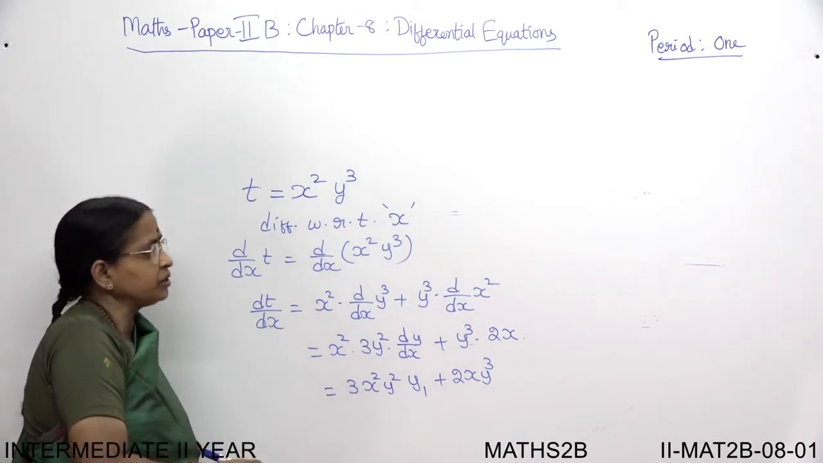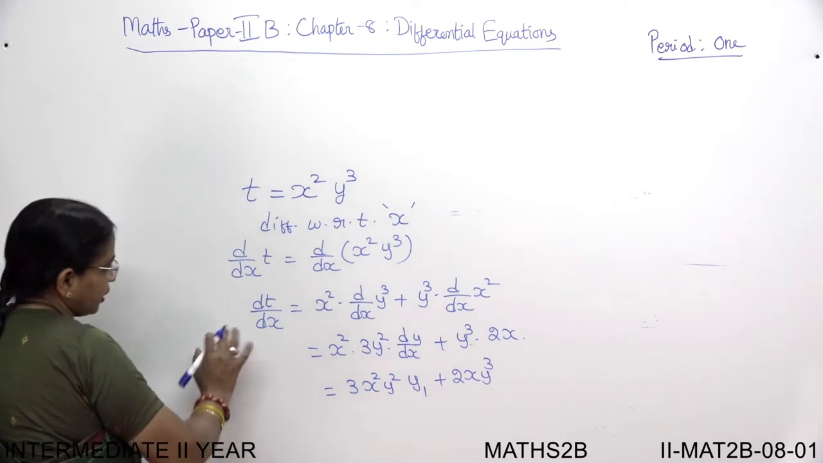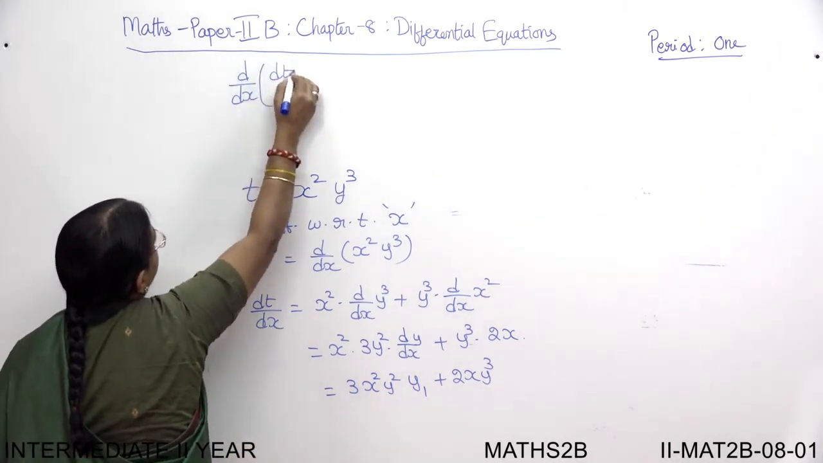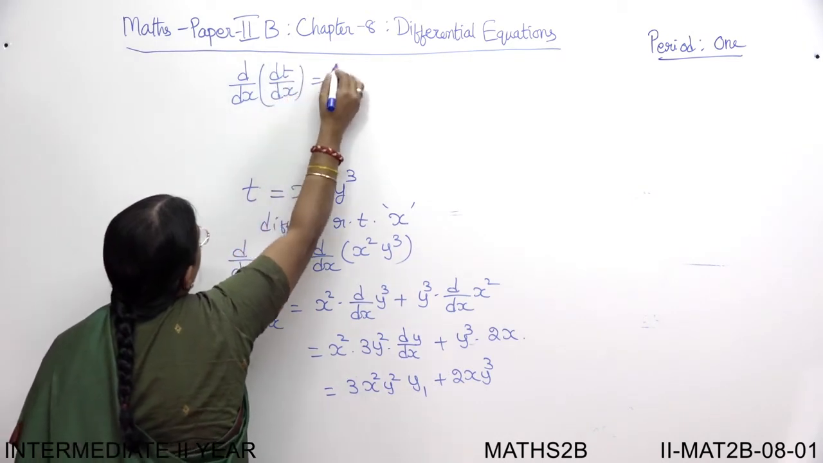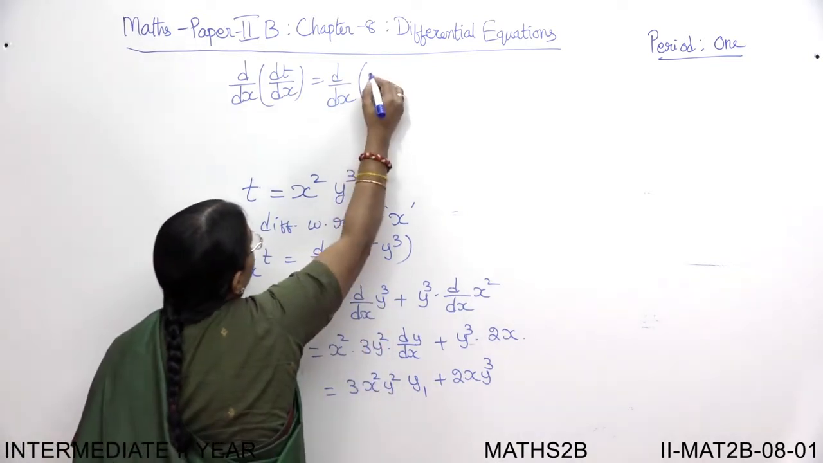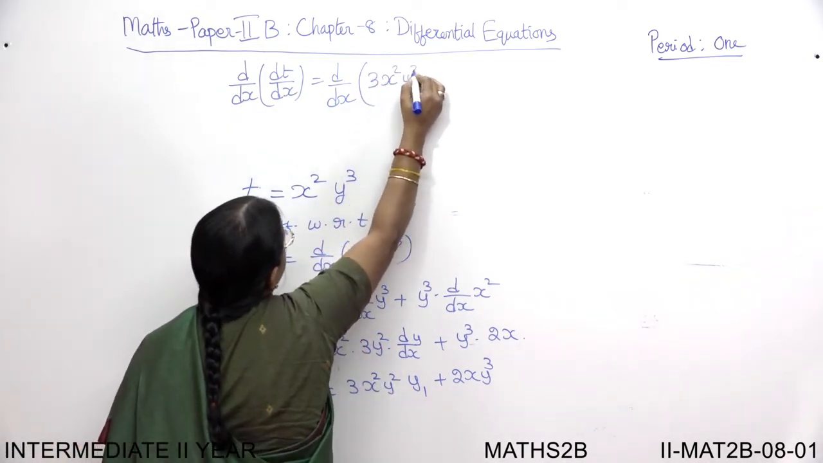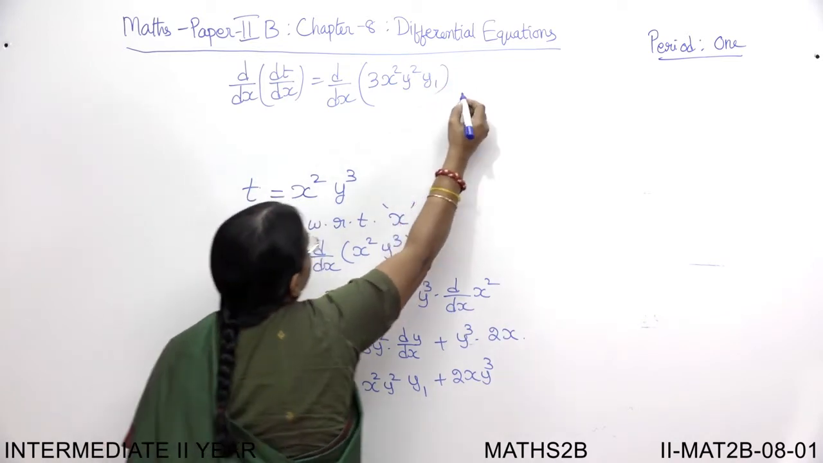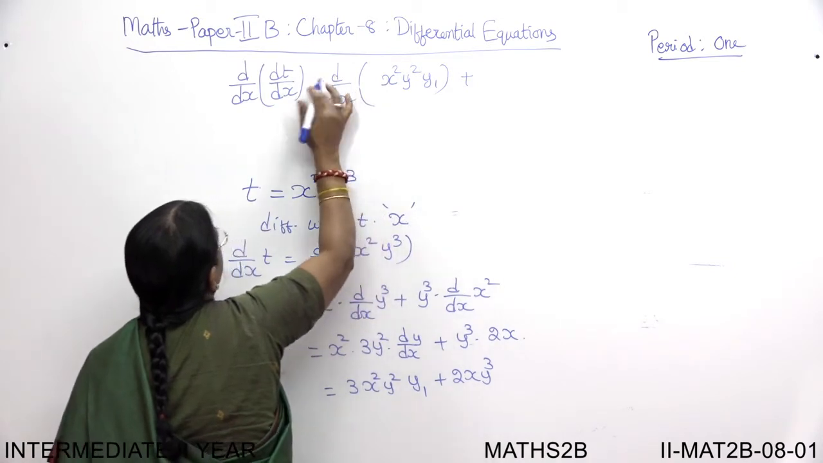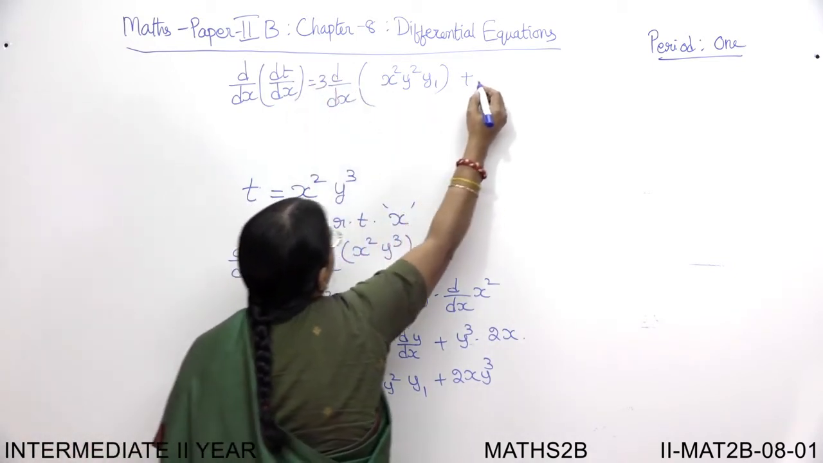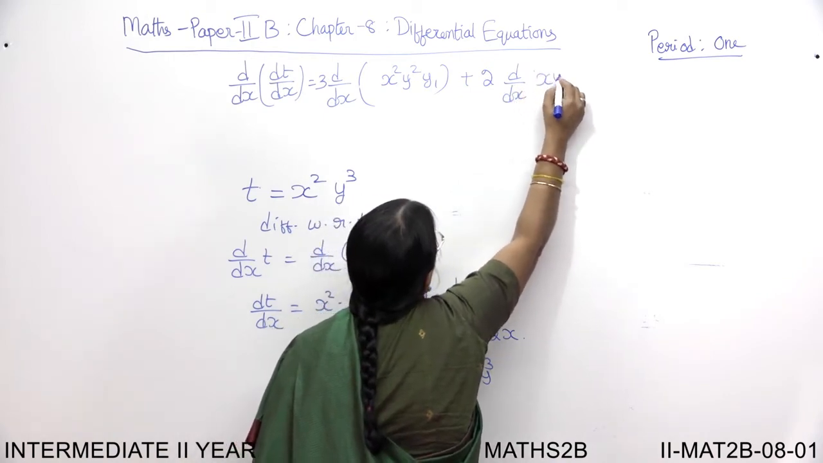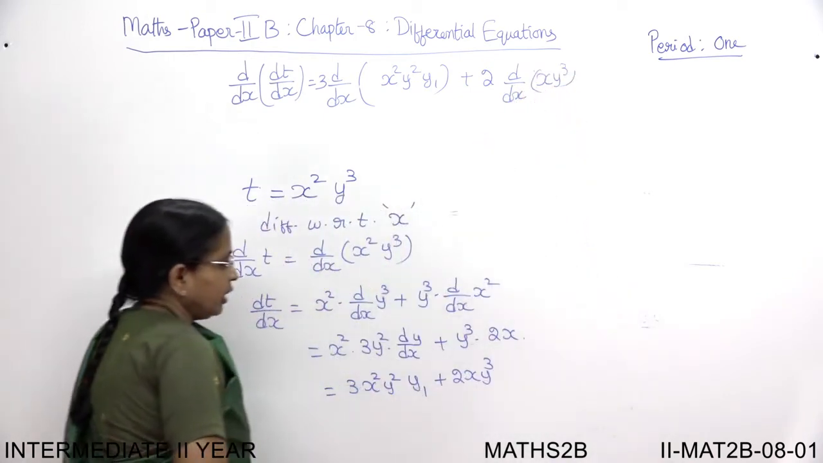Now the next one which I am going to do is very important, understand. So d by dx of dt by dx is equal to d by dx of 3x square y square y1 plus 2xy cube. Here I can write this 3 outside because it is a constant, and plus 2 into d by dx of xy cube. So you will write like this.